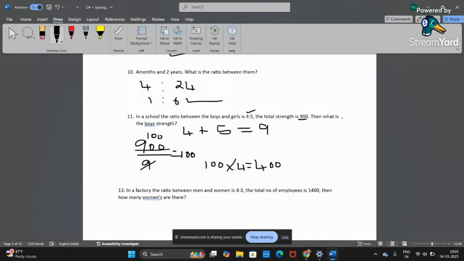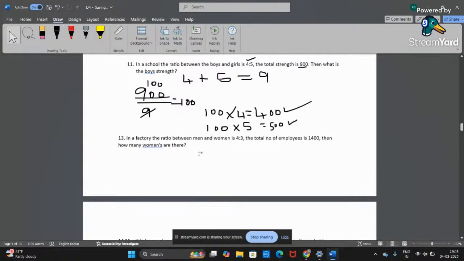If they ask for the number of girls present in the school, then what you have to do is multiply this 100 with the girl ratio. What is the girl ratio here? 5. So it is 500. Any doubt? When we add these two numbers, we'll get the total strength as 900. Now let's move on to find the next one.